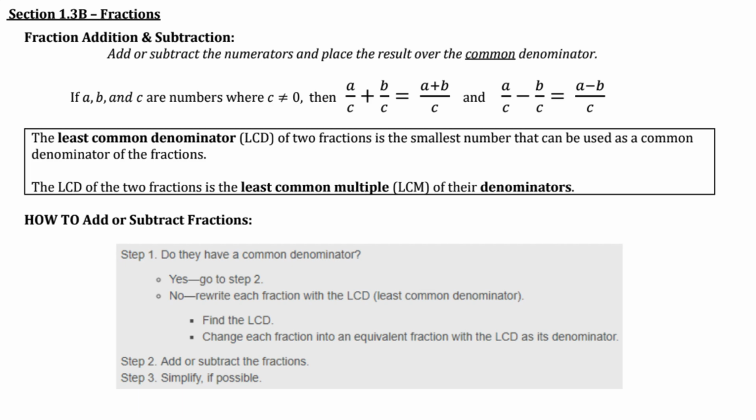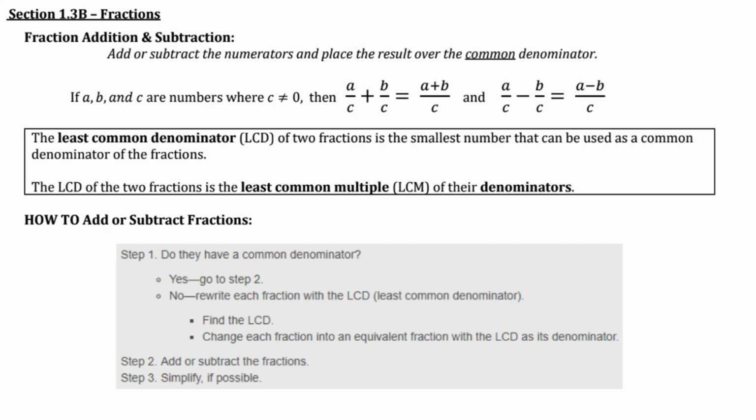All right. So how do we add and subtract fractions? Do they have a common denominator? Yes. Go to step 2, add or subtract the fractions. Simplify if possible, which means, can I reduce the fraction? If the answer is no, then we have to find your LCD and create new fractions.